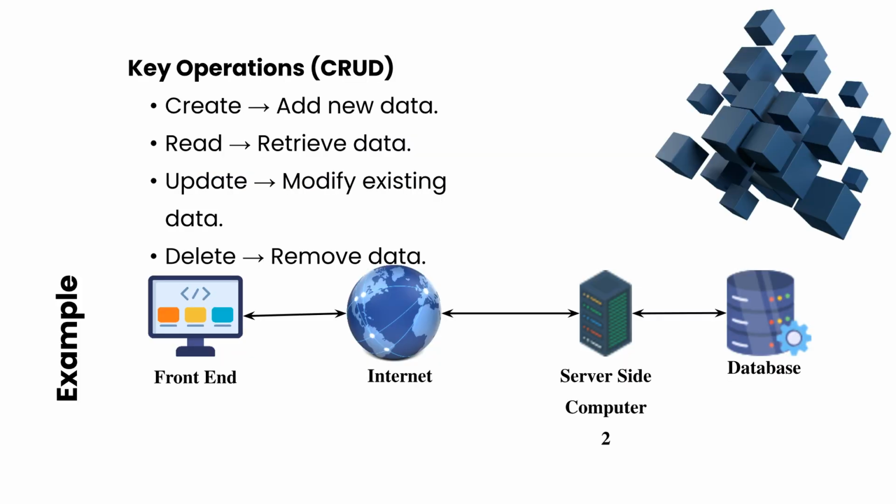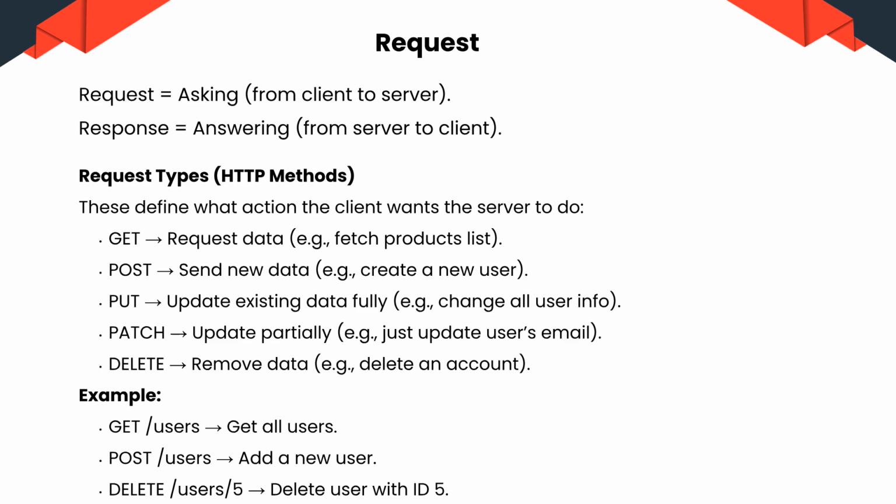In an application example, the front end communicates with the server via the internet, and the server interacts with the database. The key operations, known as CRUD, are create, read, update, and delete data. A request is an asking action from the client to the server, and a response is the server's answer. HTTP methods like GET, POST, PUT, PATCH, and DELETE define the client's desired action.